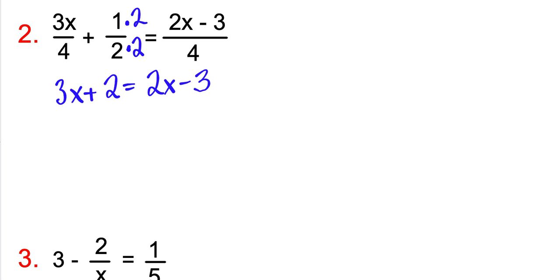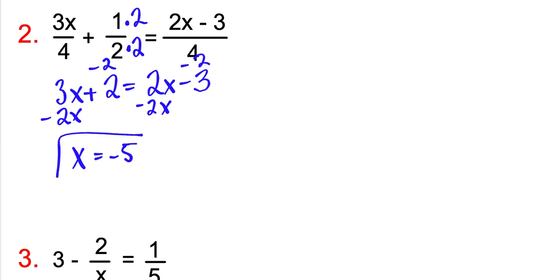Put the x's on the left and the numbers on the right. So we have an x on the left and a negative 5 on the right. And that one is done. So that one doesn't take much time at all.